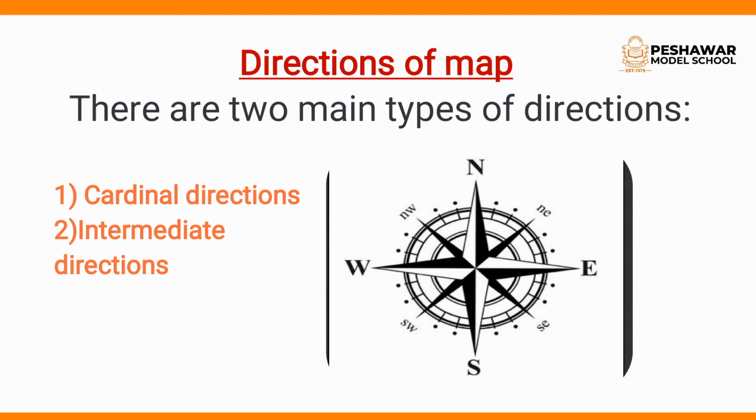So the southwest direction is an intermediate direction. In between W and N is NW, so the small n and W is the intermediate direction. So the cardinal directions are the four main directions, and in between the four main directions are intermediate directions.